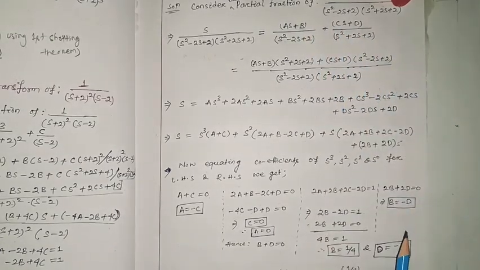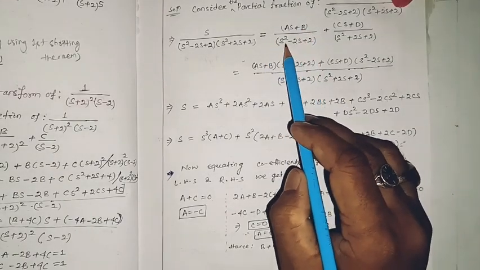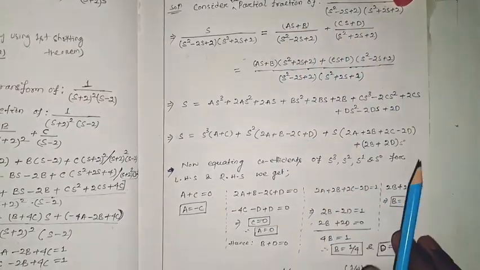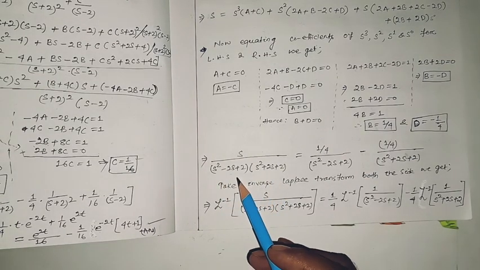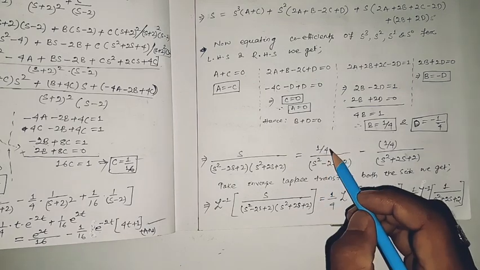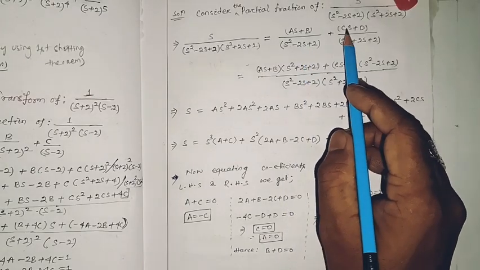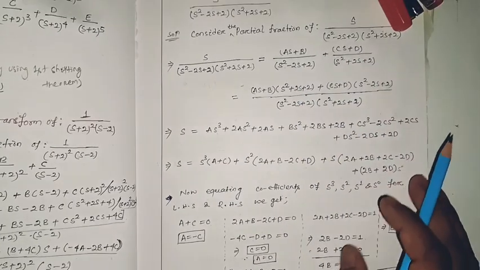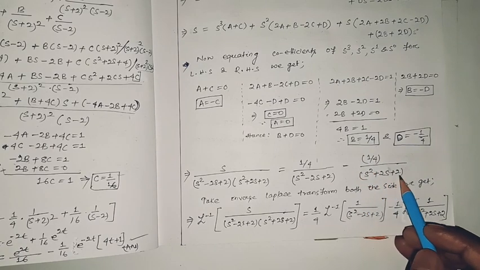b is nothing but how much? 1/4. d is -1/4. This is 1/4 into this much minus 1/4 into this much. So by considering partial fraction, we found it equal to 1/4 into 1/(s² - 2s + 2), plus this one is 0. So d means -1/4, so minus 1/4 into 1/(s² + 2s + 2).